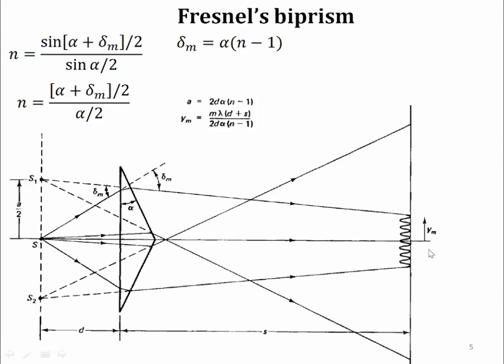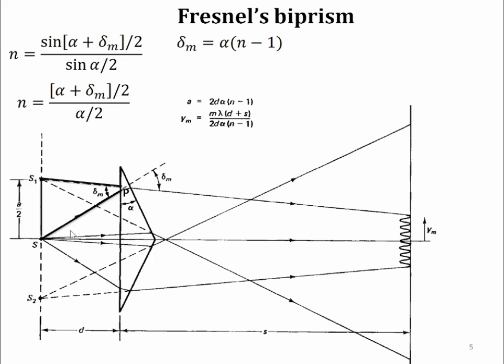Now to find the condition for maxima, we consider this triangle, which I am going to highlight here. Yeah, let's consider this triangle S1P, with a point P here, and we can assume this small portion of the edge of our biprism to be behaving almost similar to a convex lens. This is an approximation we are now using.